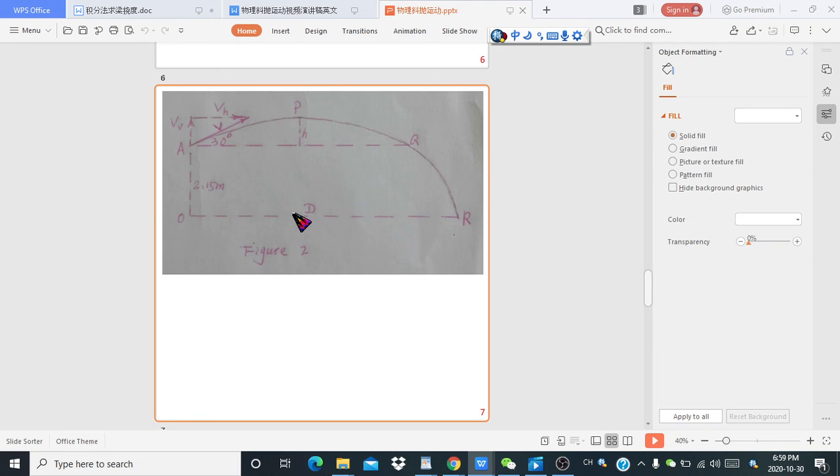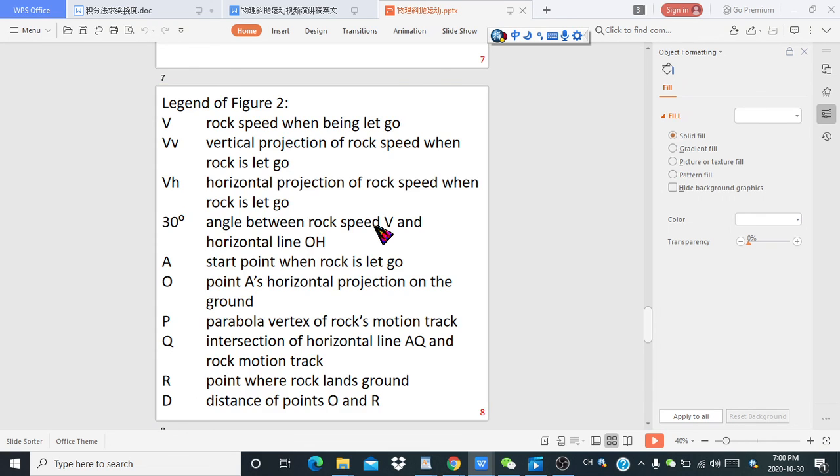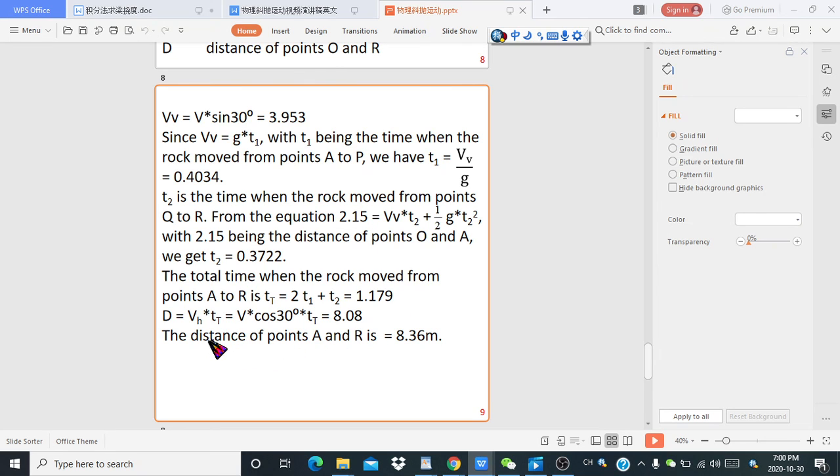So just now we got the value of D, and we also know the length of line OA, and OAR is a right-angled triangle. So we can calculate the length of line AR. I mean the distance between points A and R. That's what we need to calculate. So we can calculate the distance between A and R. This is the result.